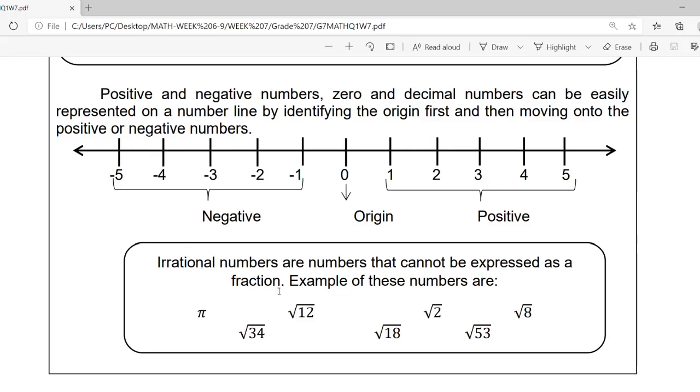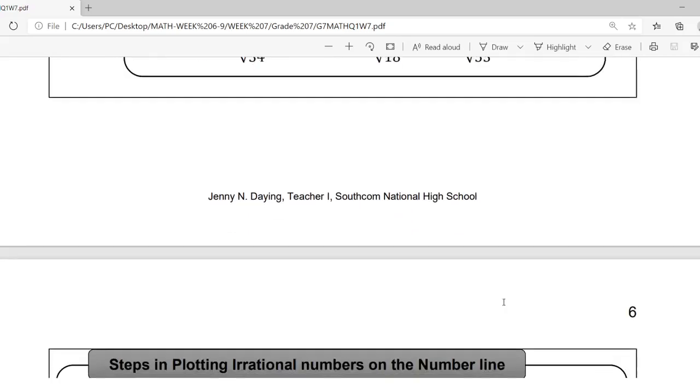So, irrational numbers are numbers that cannot be expressed as a fraction. If the number cannot be expressed as a fraction, that means that number is an irrational number. Examples of these numbers are pi, which has the value 3.1416 and so on. Then we have square root of 12, square root of 34, square root of 18, square root of 2, square root of 53, square root of 8. These are examples of irrational numbers.